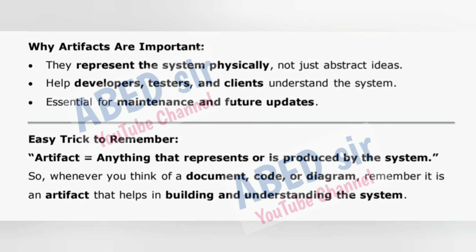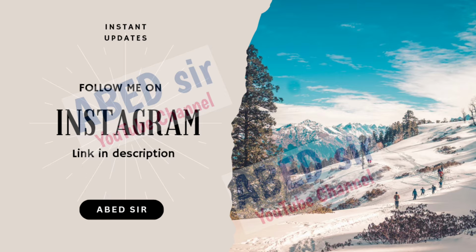Why artifacts are important? They represent the system physically, not just abstract ideas. Help developers, testers, and clients understand the system. Essential for maintenance and future updates. Easy trick to remember: artifact is equal to anything that represents or is produced by the system. So, whenever you think of a document, code, or diagram, remember it is an artifact that helps in building and understanding the system.